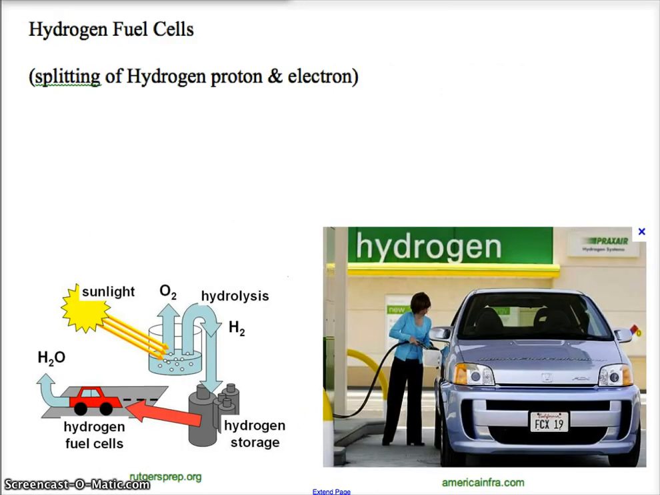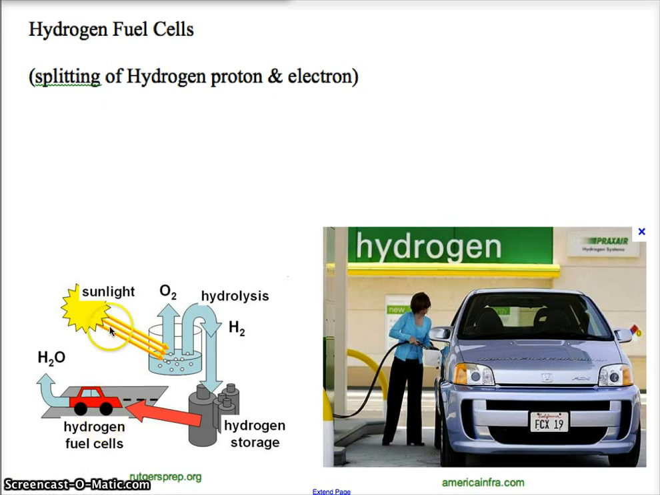Go to hydrogen fuel cells. Now this is something some people use. It is where you split the hydrogen, proton, and electron. You may remember earlier we had where if you split the uranium, then it has a huge amount of energy, kind of a radioactive amount of energy. Here you don't have as much energy. It's not radioactive, but if you split the hydrogen, proton, and electron, you're going to get some energy. And as a result, it kind of works like it did otherwise.